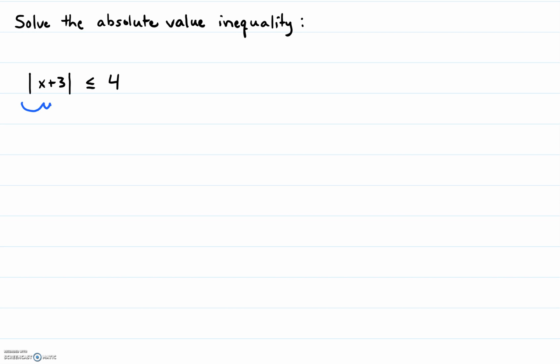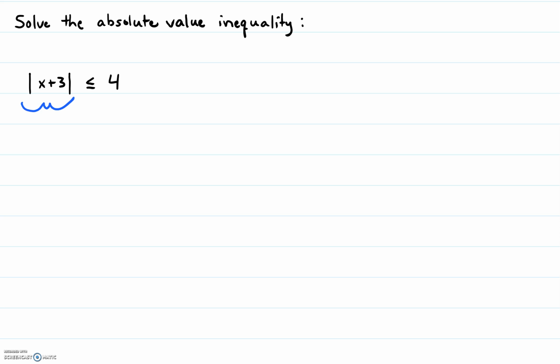Now this problem started out with the absolute value of x plus 3 already by itself on one side of the inequality. So the first step is already done for this particular problem. Now the next thing you want to do is think about what the absolute value being less than or equal to 4 is really saying. And you can kind of logic this out in your mind.